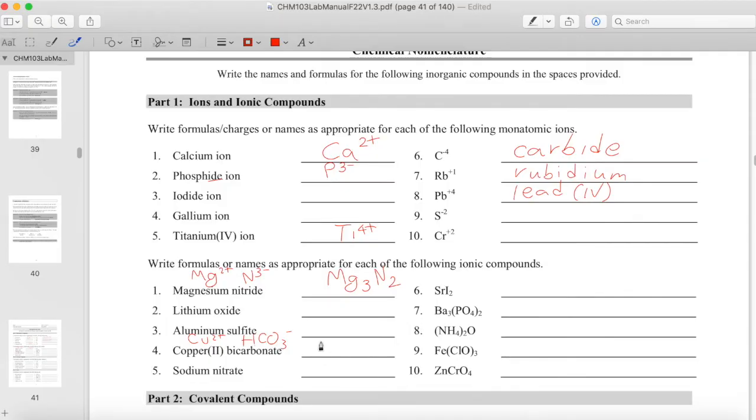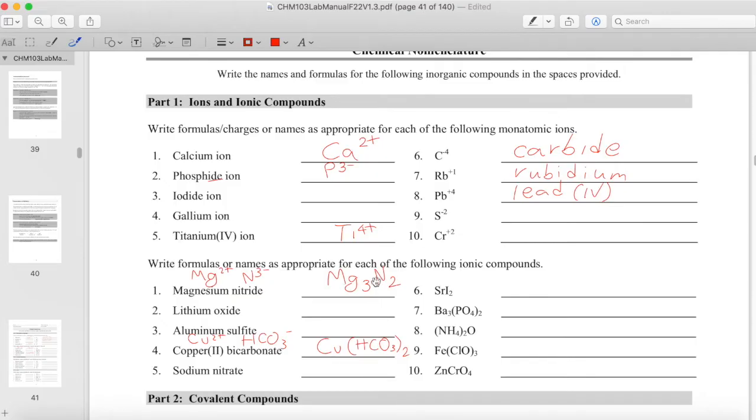So when I'm writing out this answer, I would write down my copper as Cu, and I'd open parentheses and write out the symbol for HCO3, close parentheses, and I'd put my 2 outside of that. So now I've got 2 of these negative charge things balancing out the 2 positive charges on my copper ion, and that's how the formula is written.